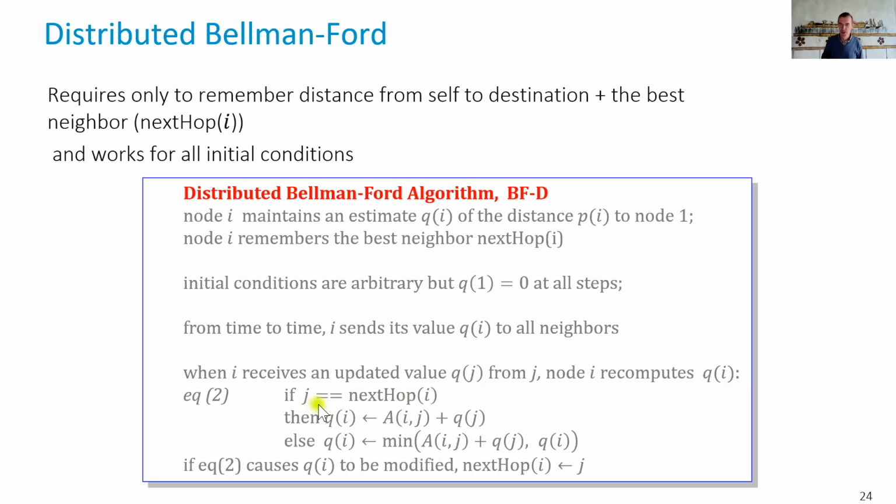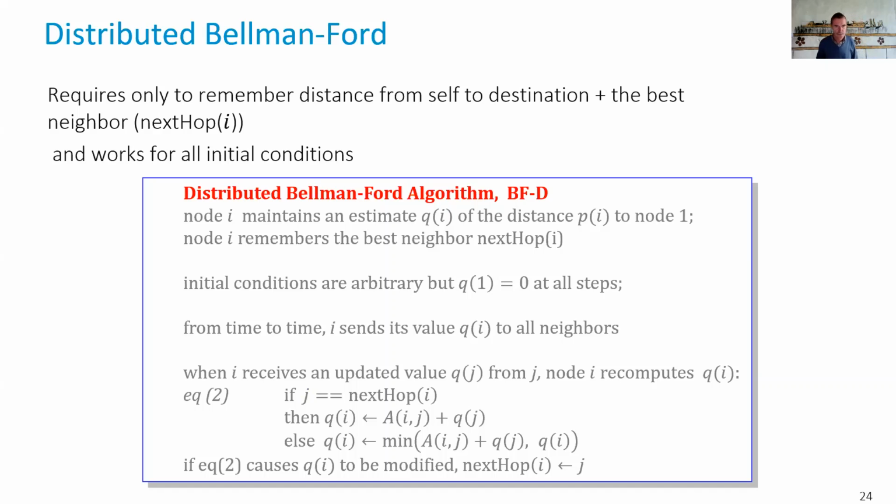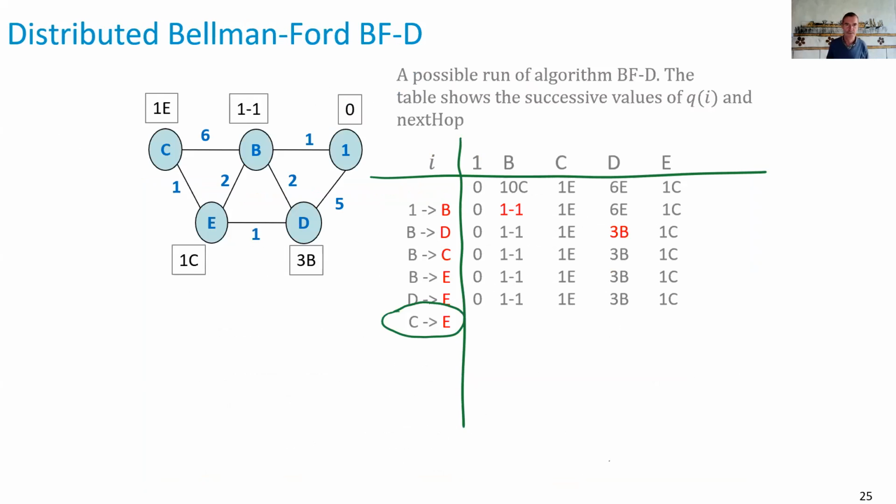Otherwise, if j is not the next hop, I will do the same thing as before here. So we see that we allow here some escape that allows the values to increase. So perhaps there's a chance that it works, and the theorem says that, yes, if we do this change here, this will do exactly the same as the previous version of the distributed Bellman-Ford, the one that was correct here. So let's see an example.